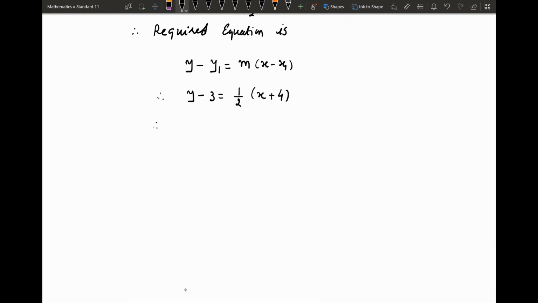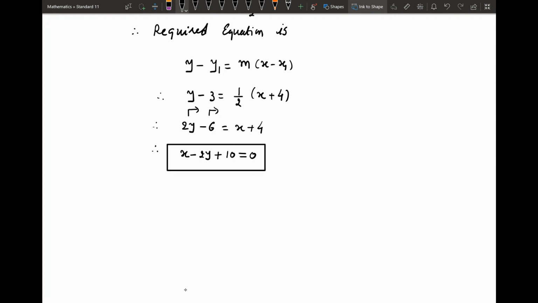So taking cross multiplication, now transfer these two terms. So x minus 2y plus 6 plus 4, that is x minus 2y plus 10 equals 0. This is the required Cartesian equation.